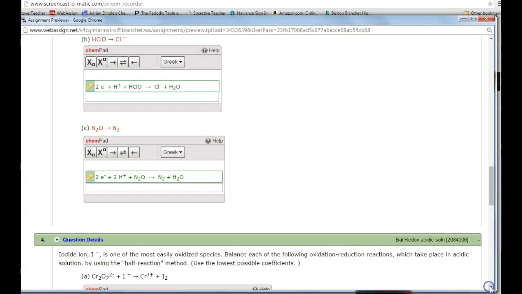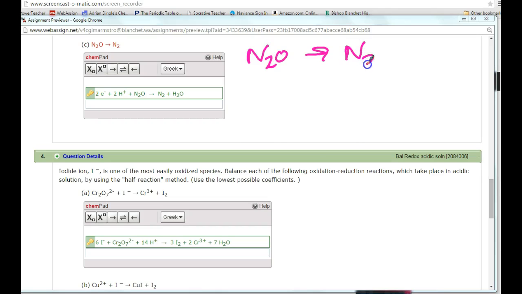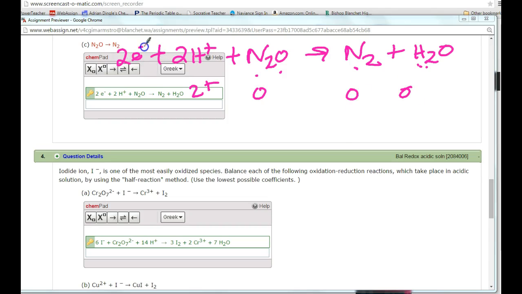Next one. N2O to N2. Two N's, 1 O. Now I have a 1 O, but now I have 2 H's, so over here I'll add 2 H+. And now I need to balance the charge. That's a 2+, a 0, a 0, a 0. So on this side I need to add 2 electrons because a 2- and a 2+ will cancel to be 0.